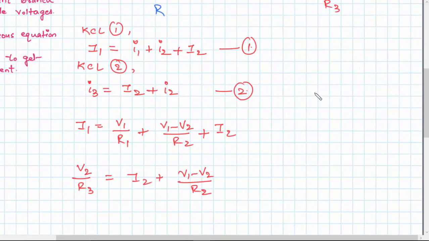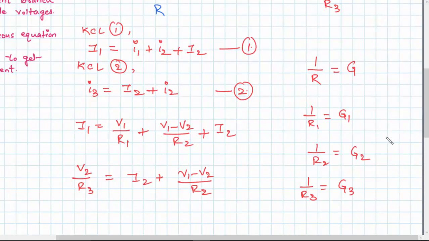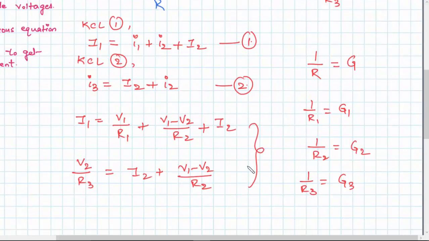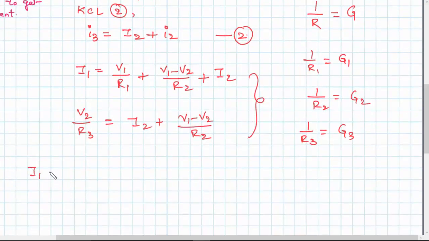Now in the previous sections we have already discussed that 1 over resistance is conductance. So 1 over R1 can be written as capital G1, 1 over R2 can be written as capital G2, and 1 over capital R3 can be written as capital G3. Let's substitute the values of 1 over R1, 1 over R2, and 1 over R3 in these two equations. So we will have capital I1 is equal to V1 G1 plus V1 over R2, this can be written as V1 G2, minus V2 over R2 can be written as V2 G2, plus I2.